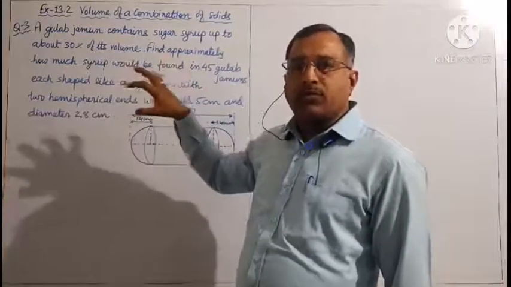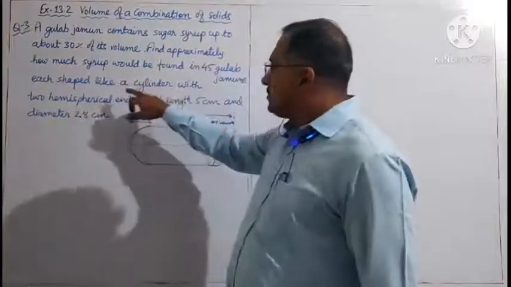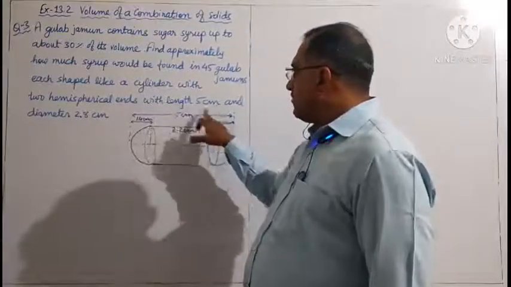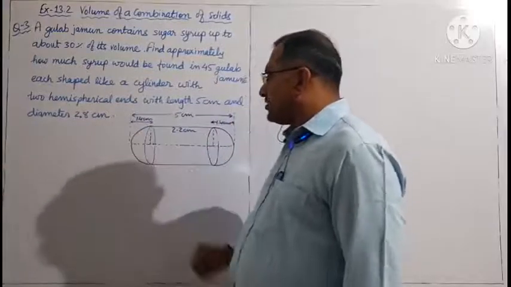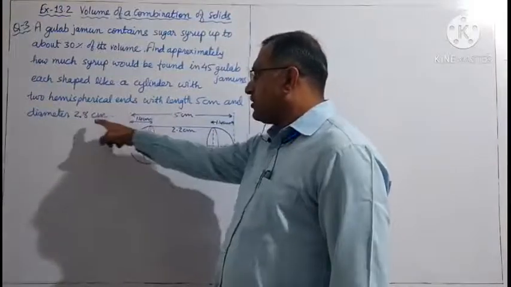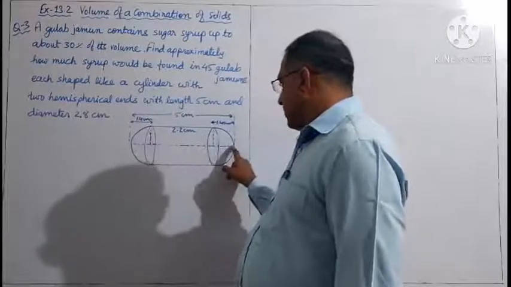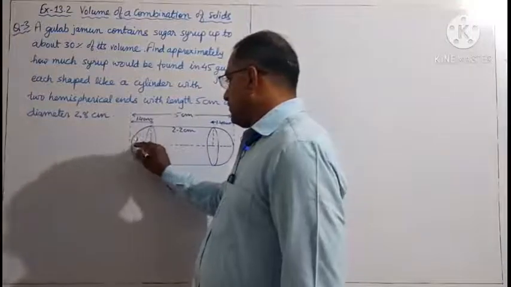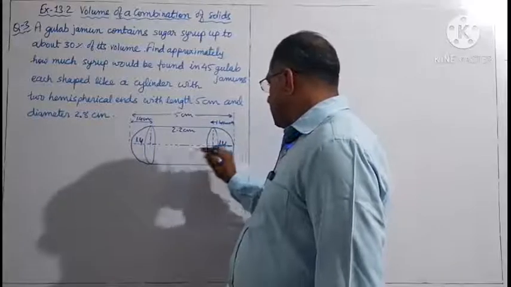So how much sugar syrup is there in these 45 gulab jamuns, where the gulab jamuns are shaped like a cylinder with hemispherical ends with length 5 centimeter? The length of the gulab jamun is 5 centimeter and its diameter is 2.8 centimeter. So the total length is 5 centimeter but the diameter is 2.8, so the radius is 1.4 centimeter. This is the radius, so this is 1.4 centimeter here, and here also it is 1.4 centimeter, this much portion.